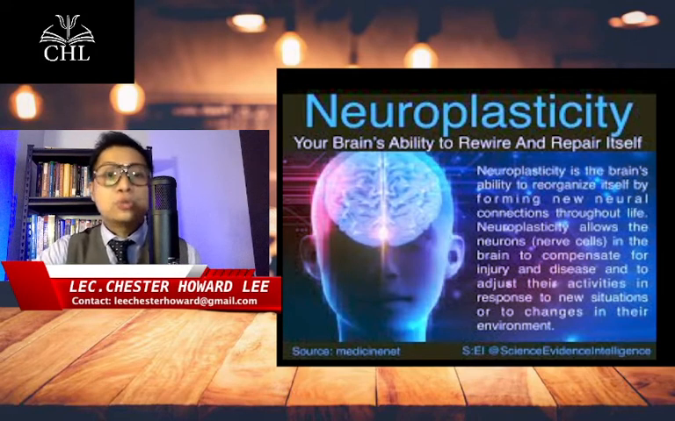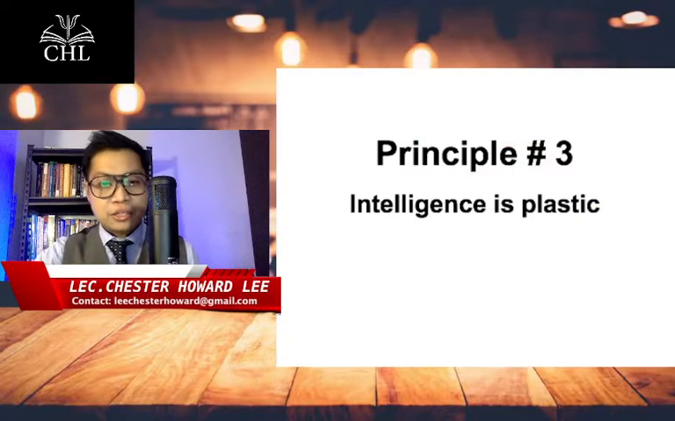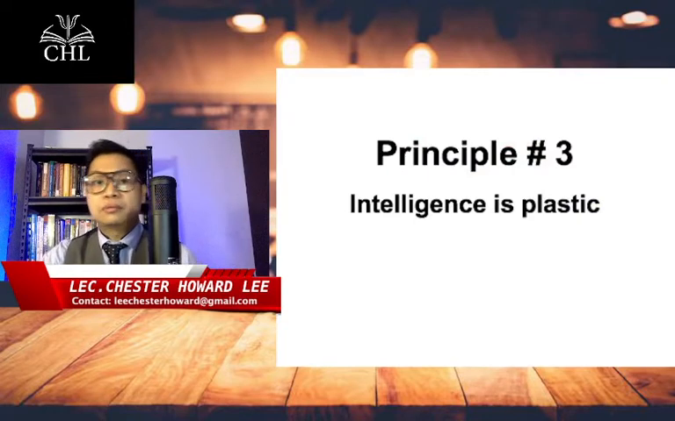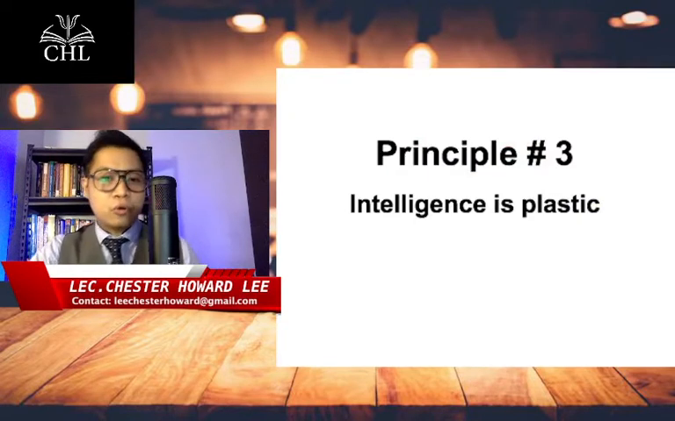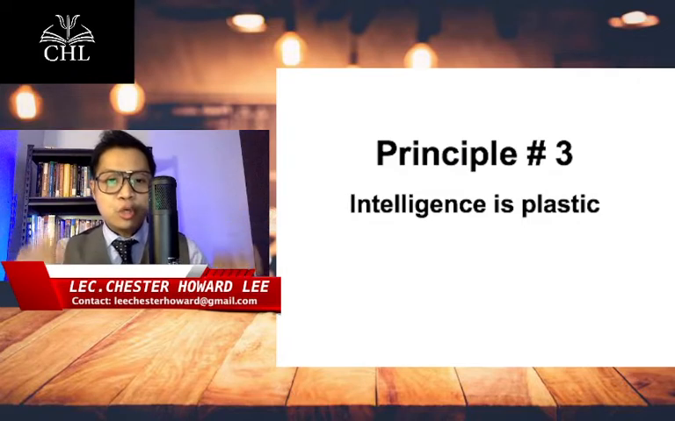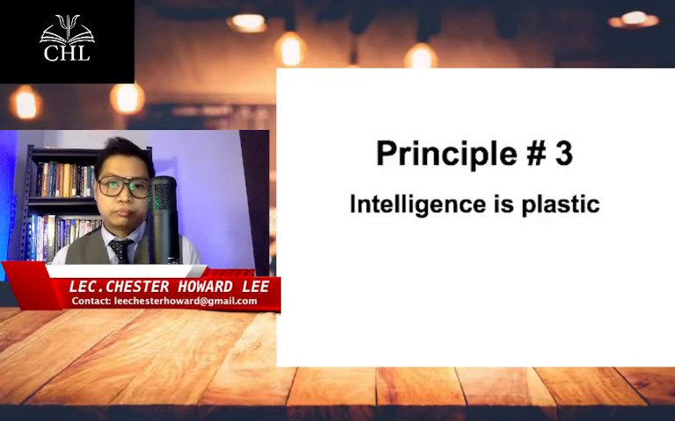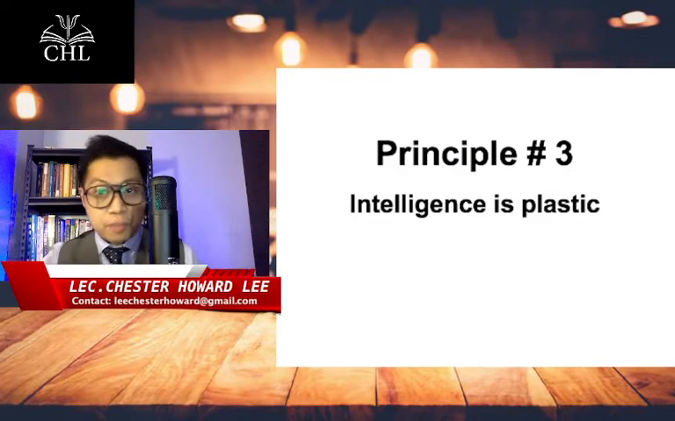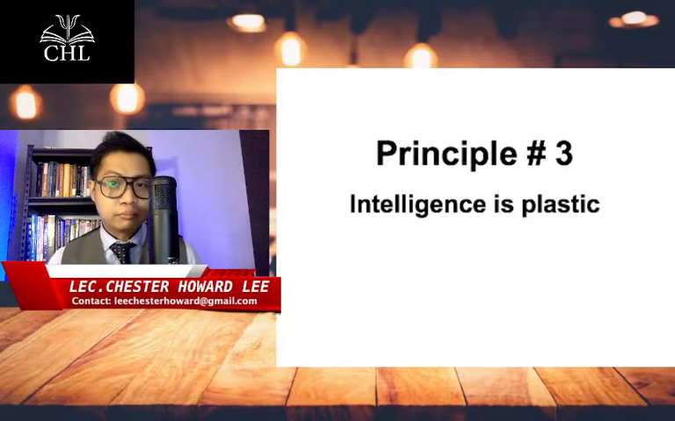So, this is good news. Let's say you have low levels of intelligence. Given that intelligence is plastic, what does that mean? You can train yourself or, quote-unquote, shape your brain to become smarter. That's possible. Improvement is possible because the brain, which handles more or less intelligence, is plastic.